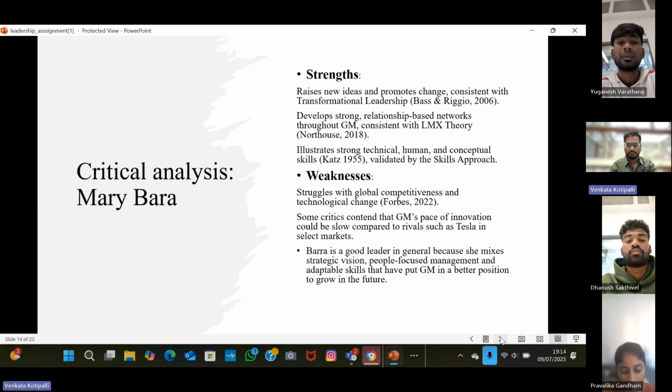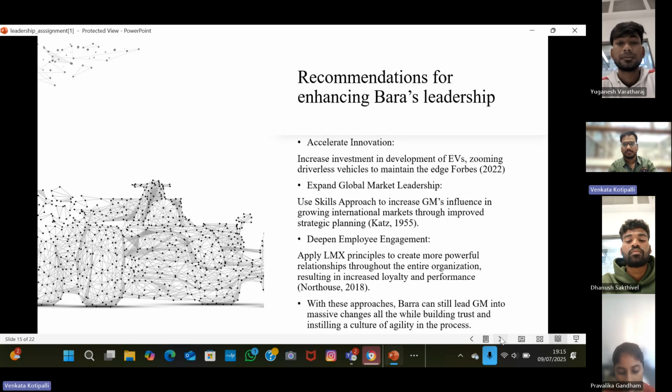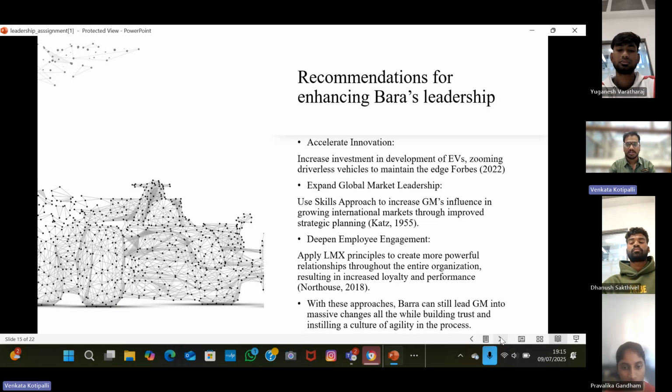Coming to the next slide, which will be explained by my friend Kaushik. Thank you, Ganesh. Recommendations for enhancing Barra's leadership. Accelerate innovation. Increase investment in development of EVs and driverless vehicles to maintain the edge, according to 2022. Expand global market leadership. Use the skills approach to increase GM's influence in growing international markets through improved strategic planning.